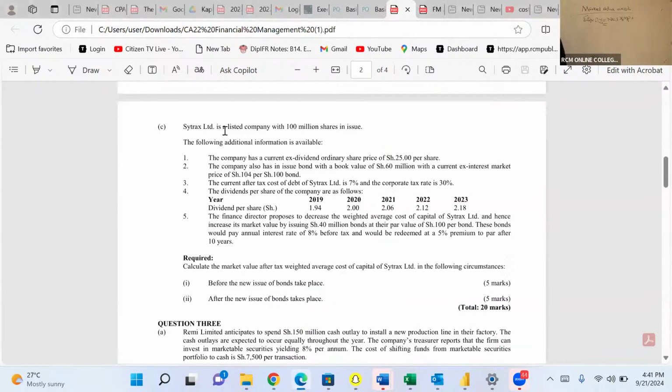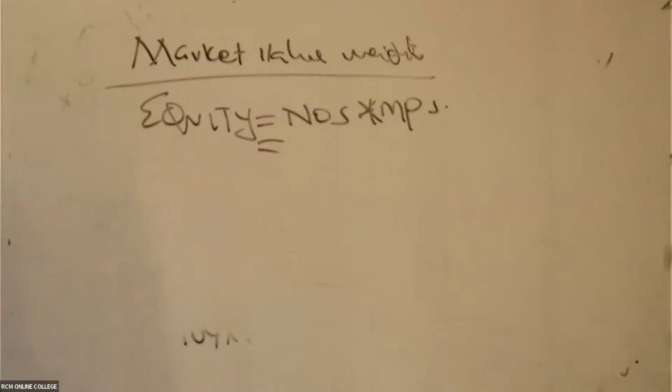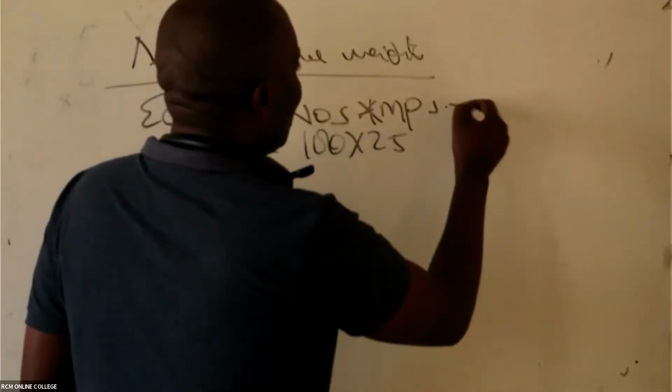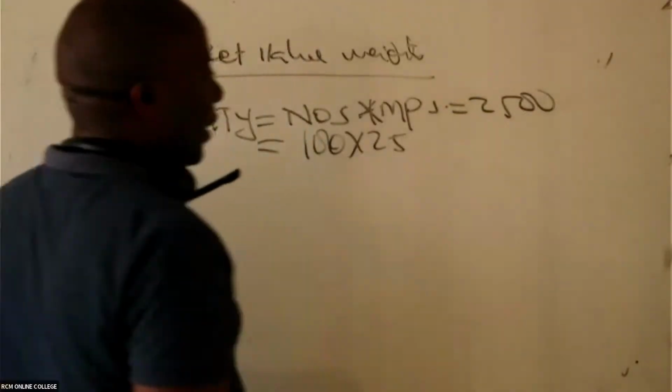You can see the company has 100 million shares, and the market price per share is 25. So 100 times 25 will be 2500. This number is very easy.